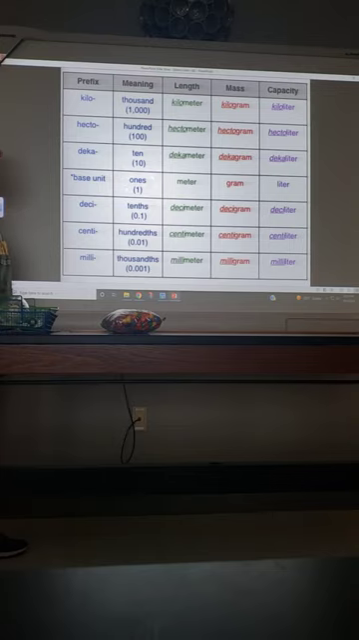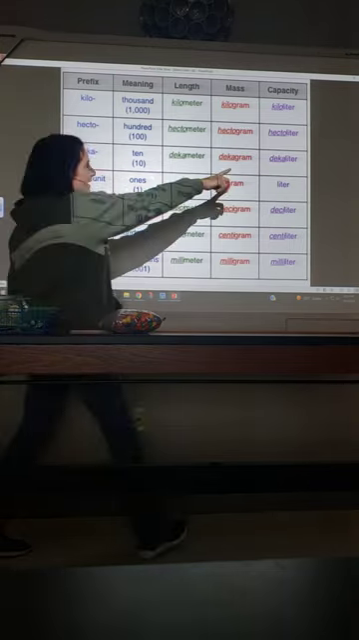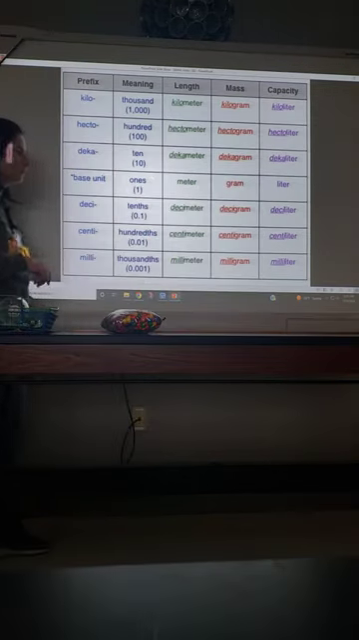Okay. We can also do this with liters, and again, they have capacity. We know that that's another word for volume.